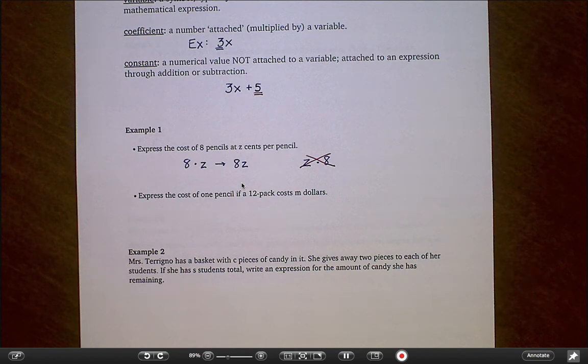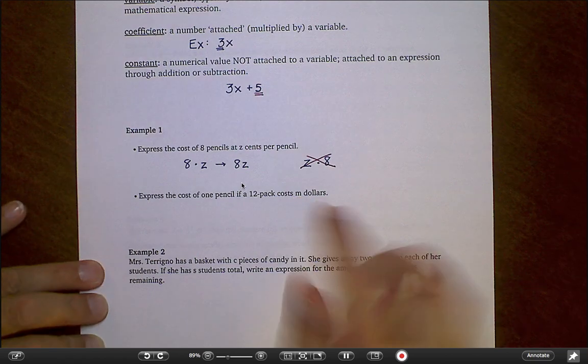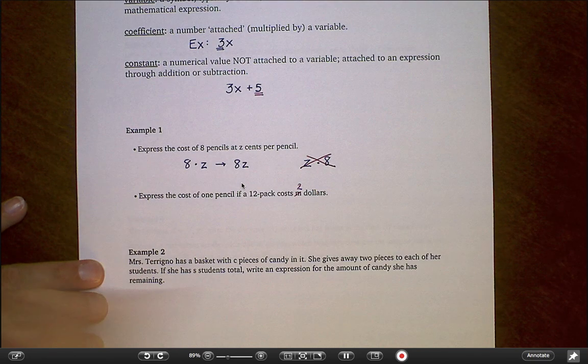Okay, this next one is a little trickier. Express the cost of 1 pencil if a 12-pack costs M dollars. This is one that I might want to employ a strategy where I take the unknown out. So let's suppose that I didn't have a variable here. Let's suppose this said a 12-pack costs $2.